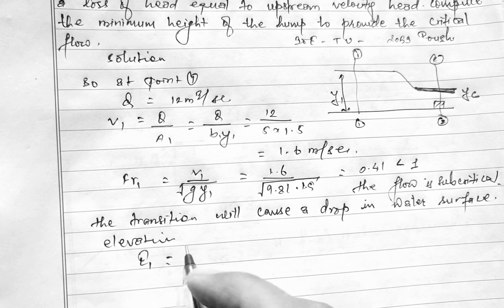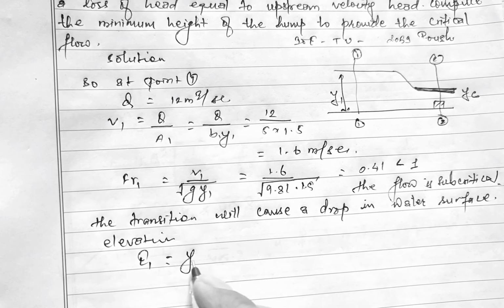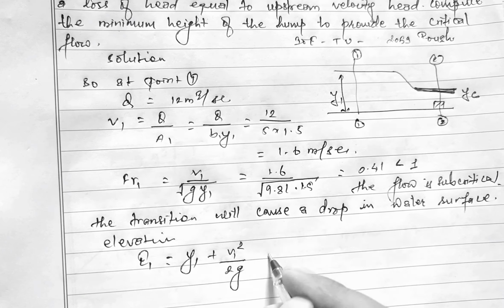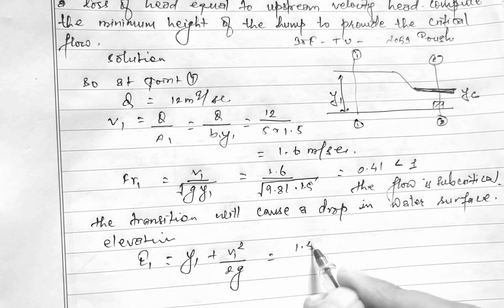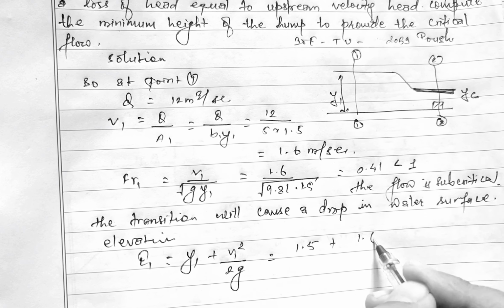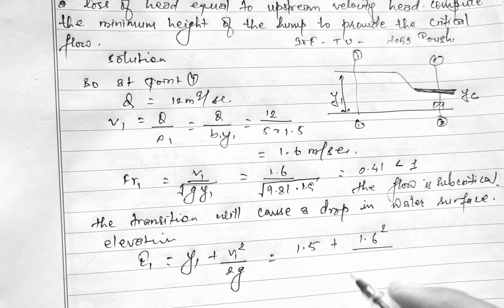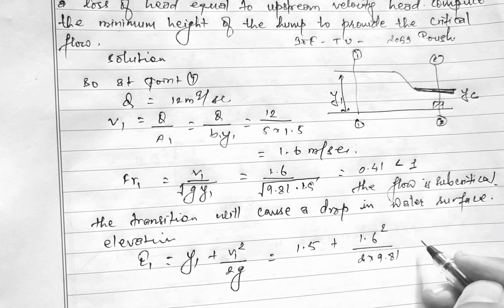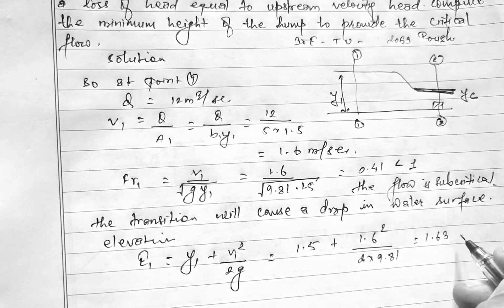So now we'll calculate E1 using the formula E1 equals y1 plus v1 square by 2g. On placing the value, y1 is 1.5 plus v1 is calculated at 1.6, whole square is divided by 2 times 9.81. On solving this, the result will be 1.63 meter.